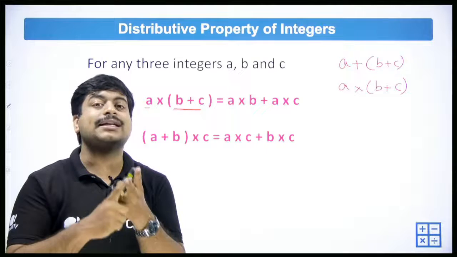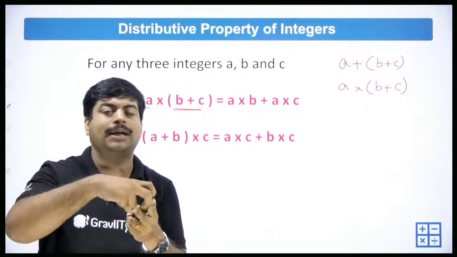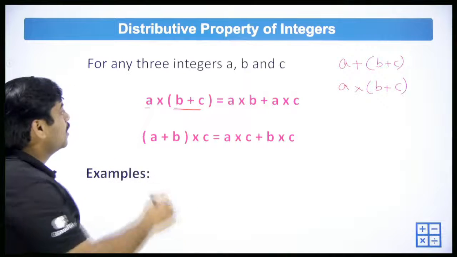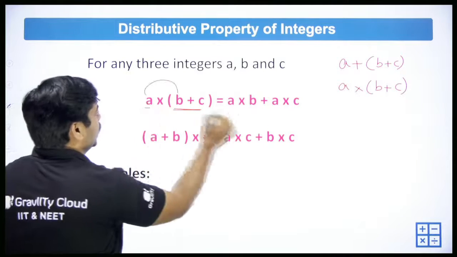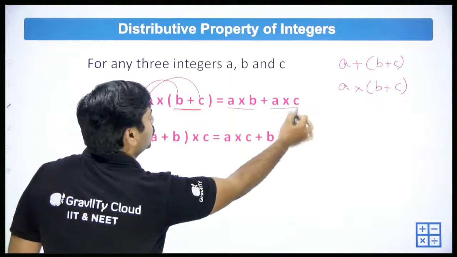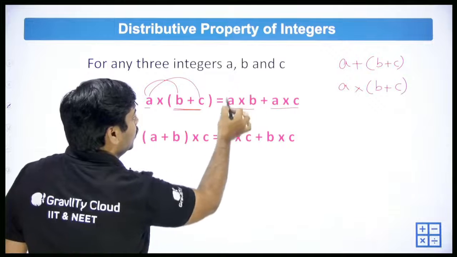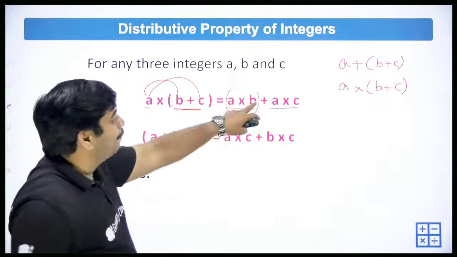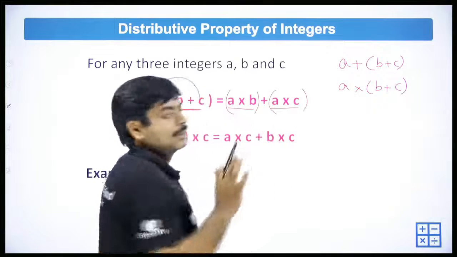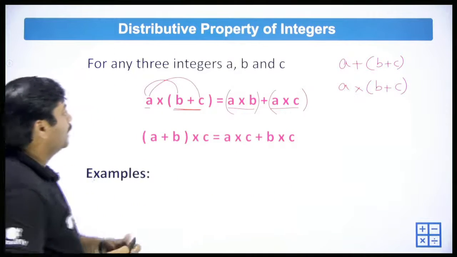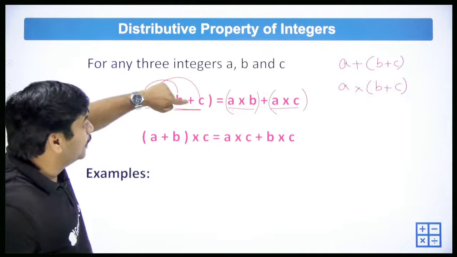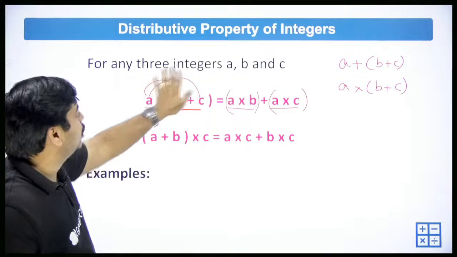We need to distribute whatever we are multiplying to all the remaining numbers. You can see here, A we are distributing to B, so A into B, plus A we are distributing to C, so A into C. You should be very careful here. You have a plus in between them. Don't try to multiply these two numbers again. What are we doing? A into B, that is one term. Then this plus will come and then A into C.